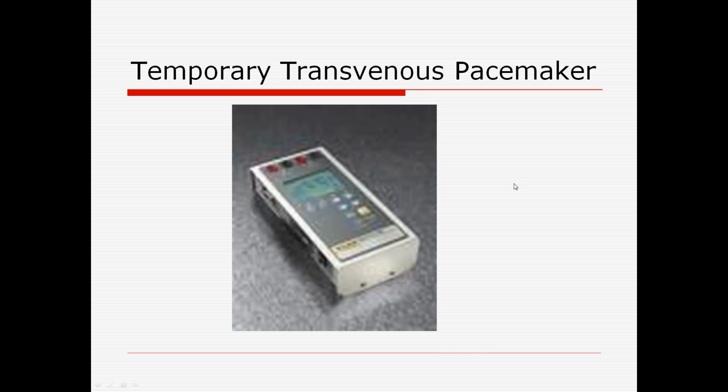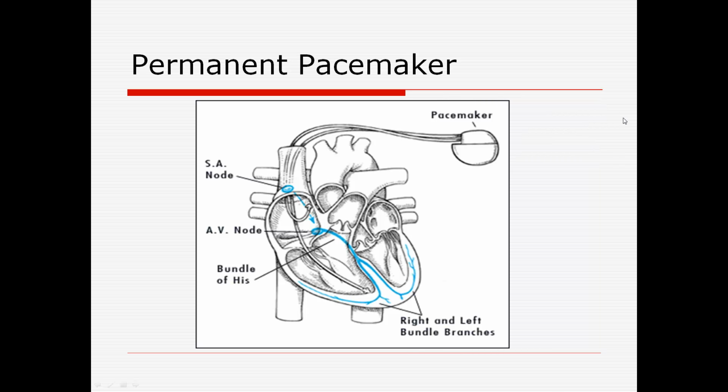Here's a temporary transvenous pacemaker. You basically plug it, you put electrodes on the patient and dial in the heartbeats per minute and other things like that. So a permanent pacemaker, though, basically we could use for sinus brady, we could use for heart blocks.